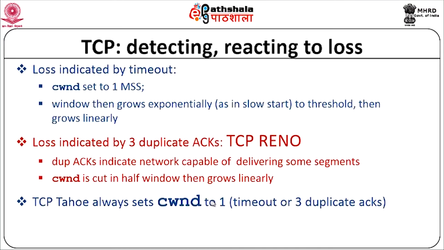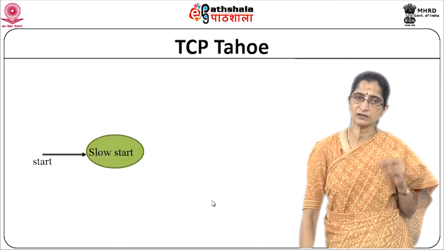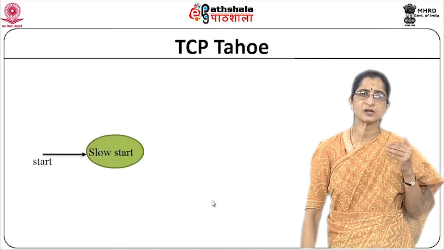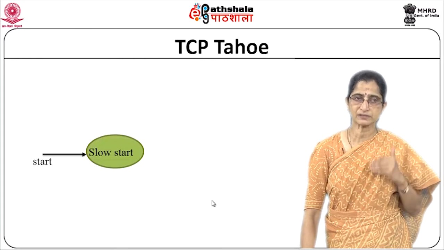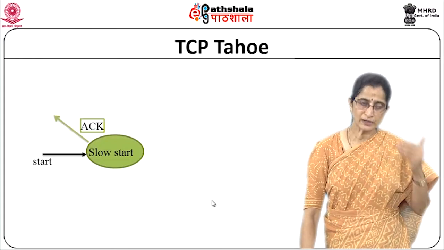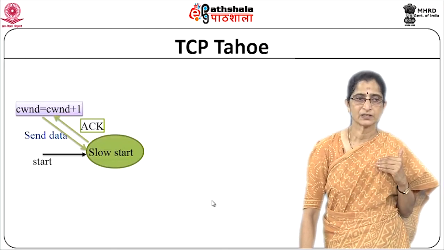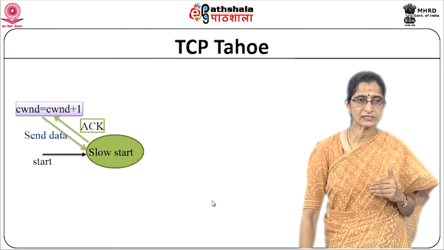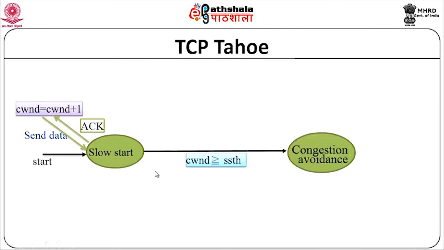Let us look at how these 4 different components come together in the case of TCP Tahoe. When you start, obviously you start with the slow start mechanism, with a congestion window size of 1, and then you build from there. As you send packets and get acknowledgements, you increment your congestion window for every ack received and keep sending data. You keep doing this until the congestion window reaches a threshold, in which case you move into a congestion avoidance phase.